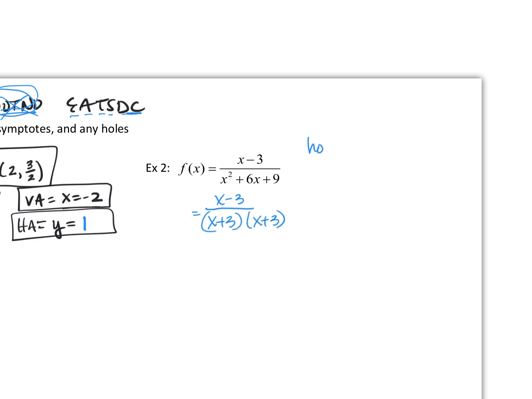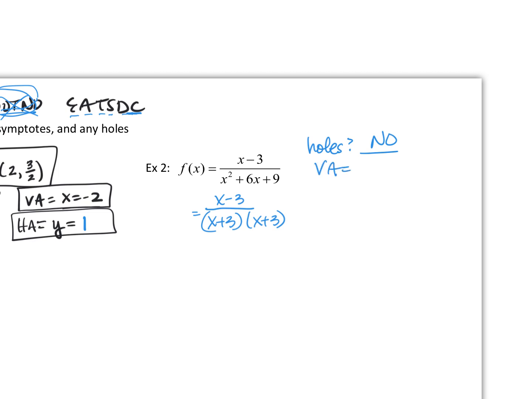So then I check: are there any holes in this case? None of the factors are the same, are they? Top to bottom, I can't cancel any of them out. So you would just say no. There's none.